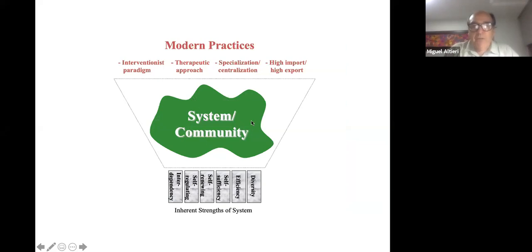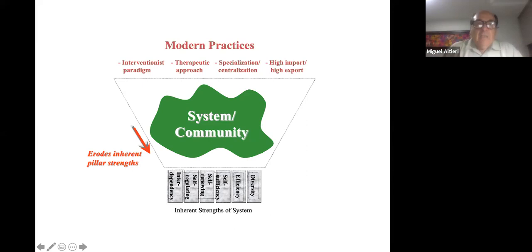So what happens is that when we have a natural ecosystem and we alter it, we modify it, we simplify it with modern practices like pesticides and fertilizers and monoculture, we start eroding the inherent strengths that characterize an ecosystem. For example, interdependency, self-regulation, self-renewal, self-sufficiency, efficiency, diversity. These are all characteristics of natural ecosystems, but we erode them as we apply modern practices and monoculture simplification landscape practices. So what we try to do in agroecology is to bring back some of these inherent strengths to the agricultural systems. So we want to bring back diversity, efficiency, self-sufficiency, self-renewal, self-regulation, and interdependency between the different components.